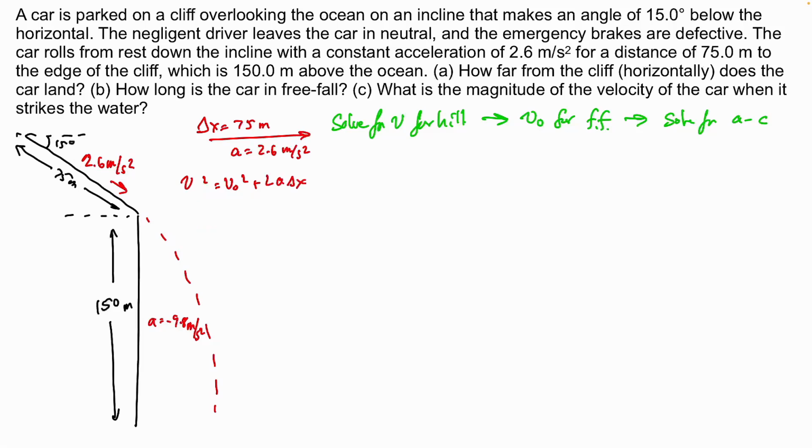2a delta x. There we go. We're doing a one-dimensional problem here. I'm not into the free fall yet. So this is going to be the square root of 0 squared plus 2 times 2.6 times a positive 75. It's only moving in one direction. Now, this is going to give me a positive and negative answer.